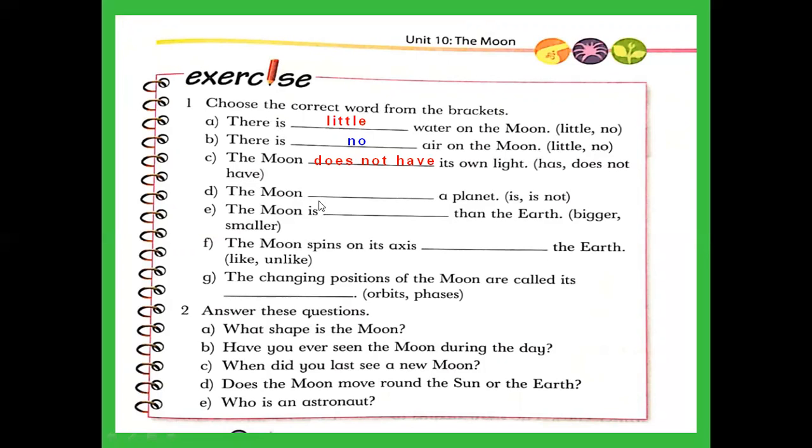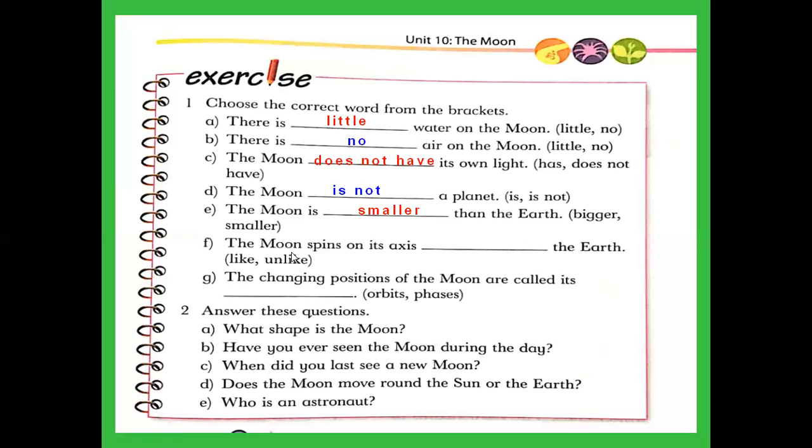D part, the moon dash a planet. Is a planet or is not? What will come here? The moon is not a planet. Okay. E part, the moon is dash than the earth. Bigger or smaller? And you have studied in the lesson, the moon is smaller than the earth. What will come here? The moon is smaller than the earth.